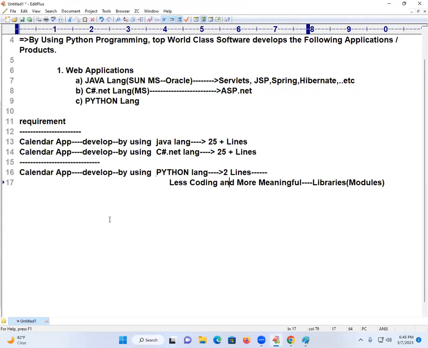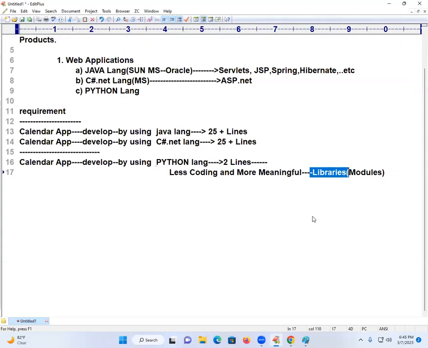Even in the software industry, to work with applications, what is most important? Libraries. In C language, your libraries are called header files. How many header files are available in C language? 256 header files are there. How many header files did your people teach?